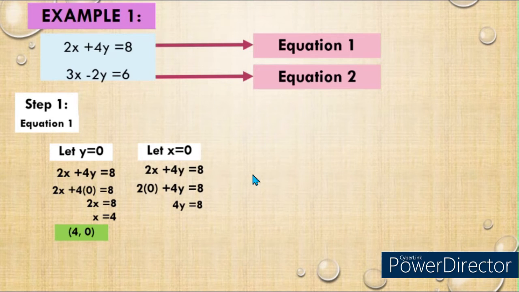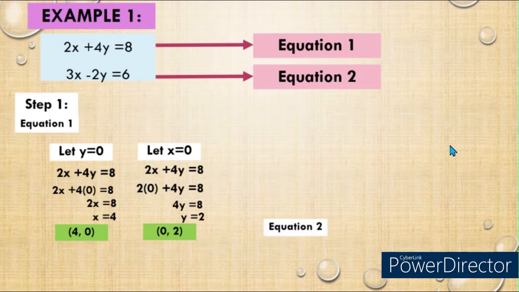So divide natin both sides by 4. So we have y is equal to 2. So magiging ordered pair po natin dito ay 0 and 2. So these are the ordered pair of equation 1. So now let's proceed to equation number 2. So we have to find first the x-intercept. I repeat, if you're finding for the x-intercept, let y is equal to 0.